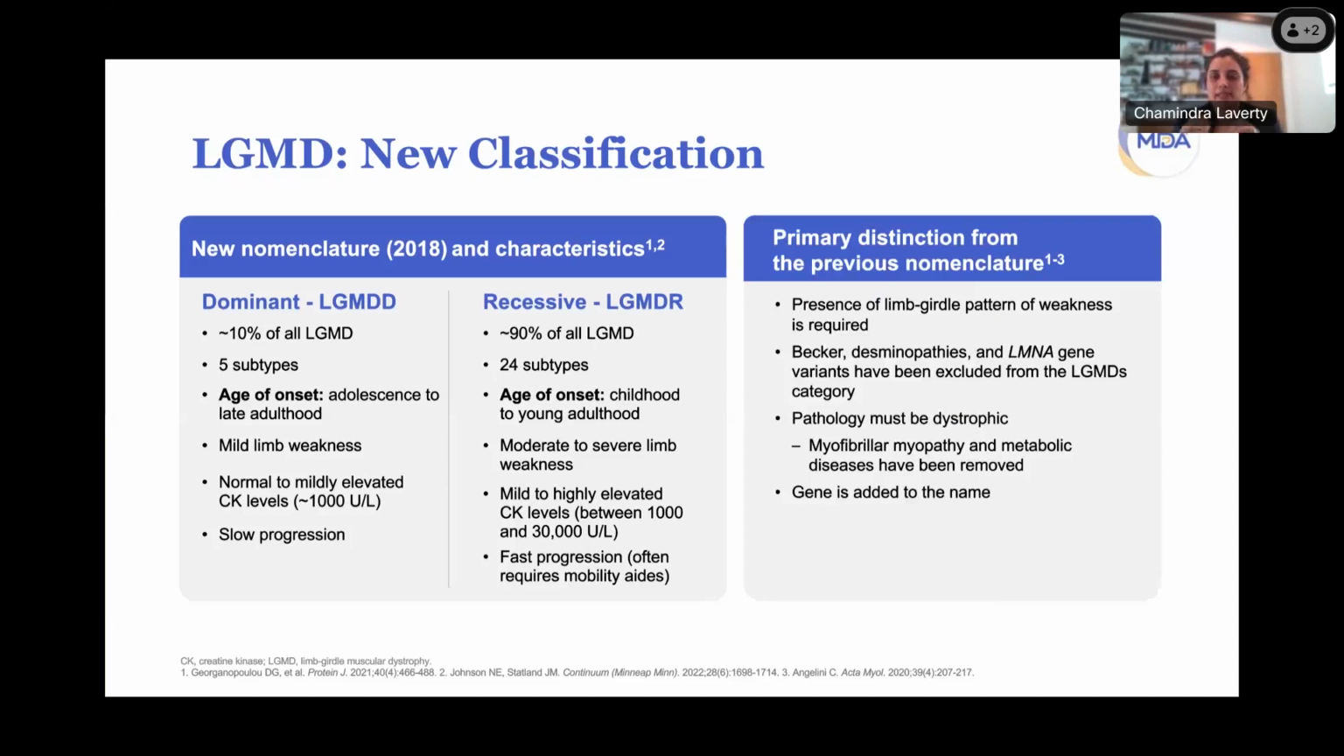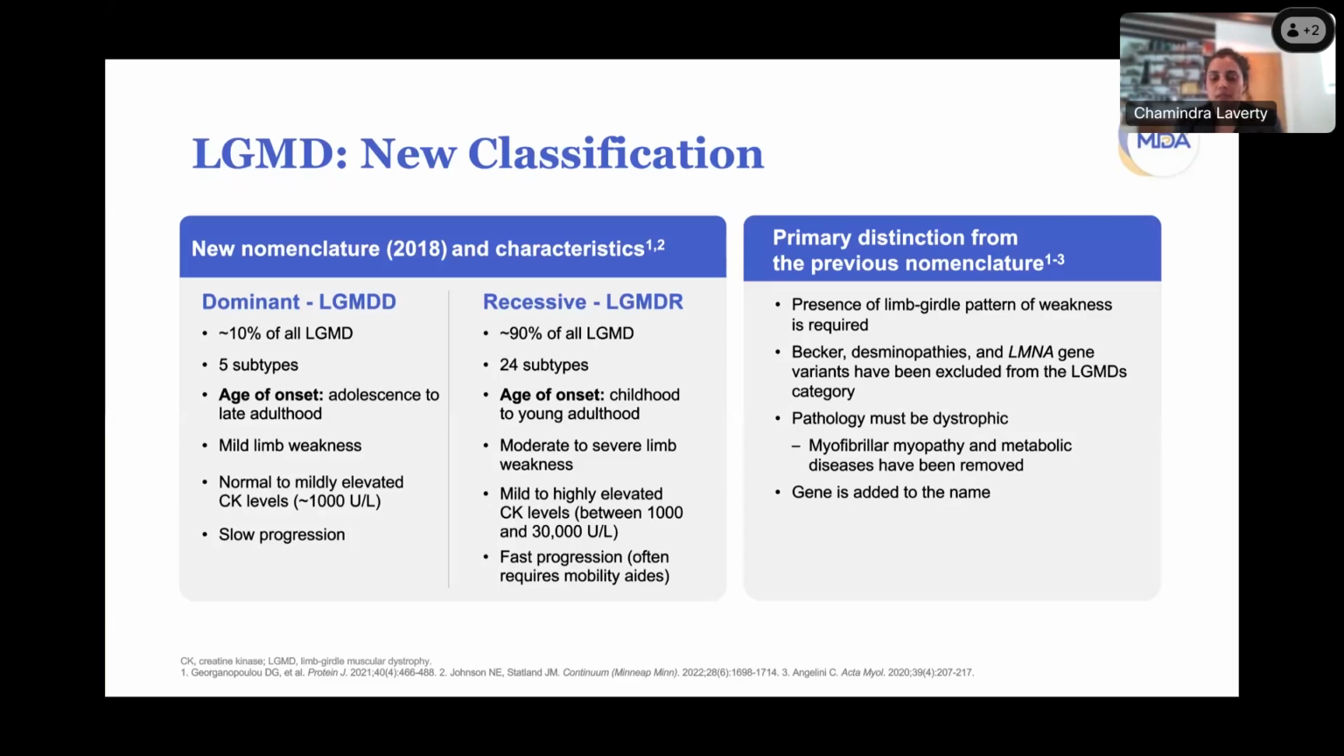So what is the main distinction between the new classification and the old classification? First of all, patients with limb-girdle muscular dystrophy need to have a limb-girdle pattern of weakness. So it needs to be the pelvic and shoulder girdles that are disproportionately involved. And so that eliminated some patients where the phenotype is mostly restricted to just distal muscles.